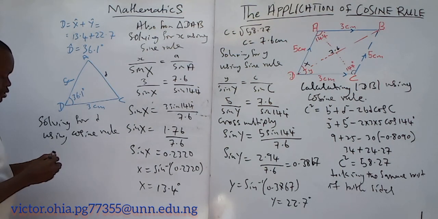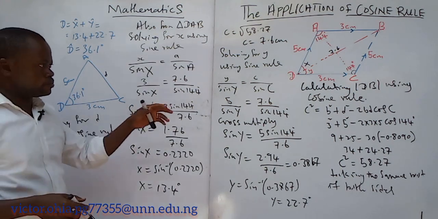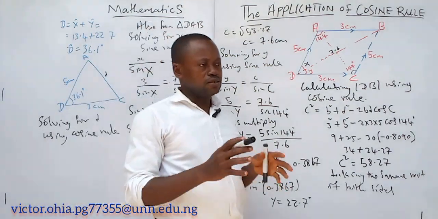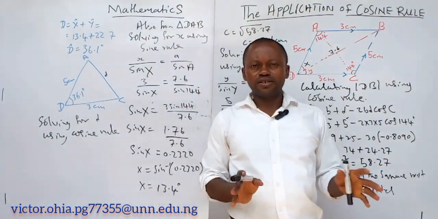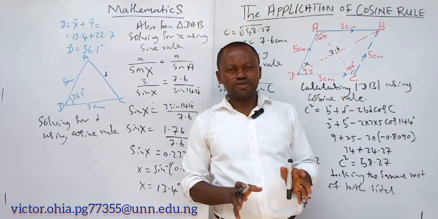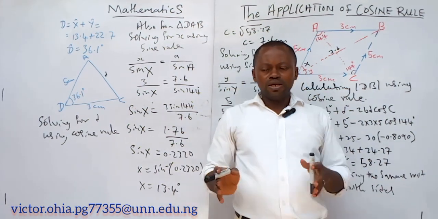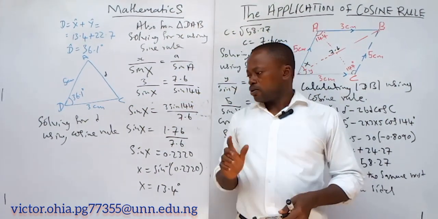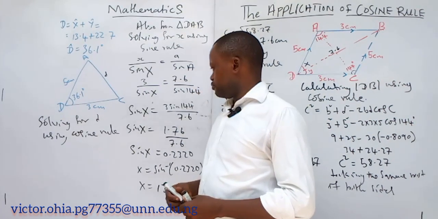That's why, when I was doing this derivation, I did the derivation of sine rule and cosine rule at the same time, because they are interwoven. You can use them interchangeably. So I have to do that carefully.